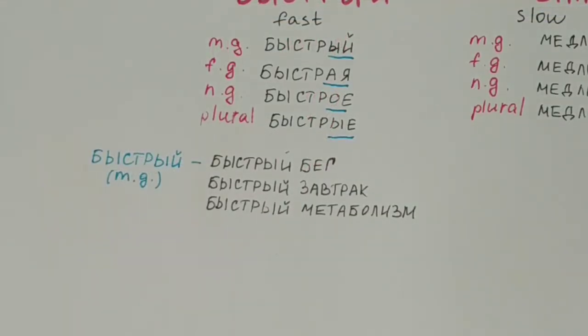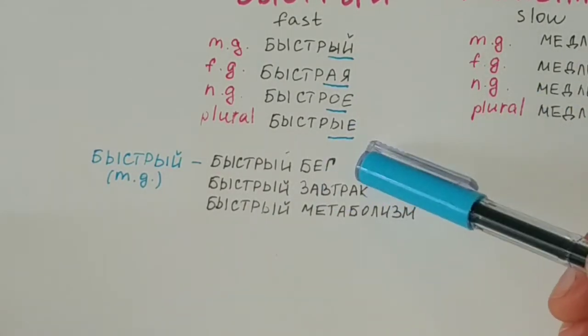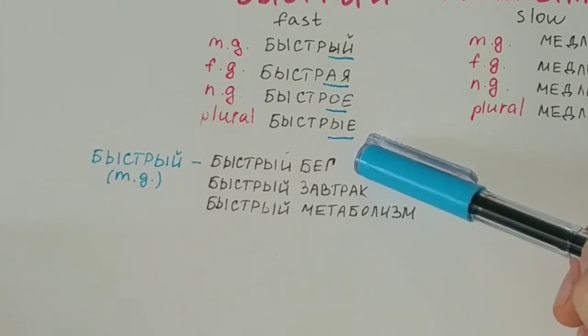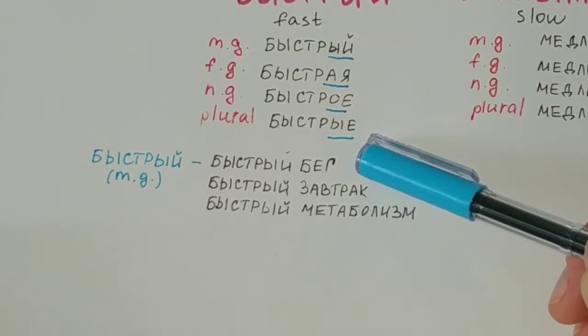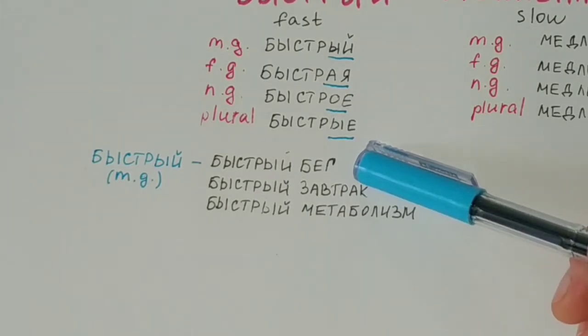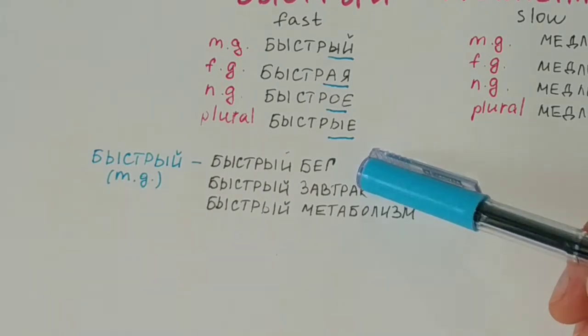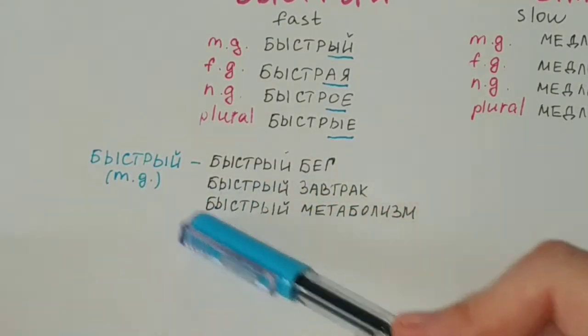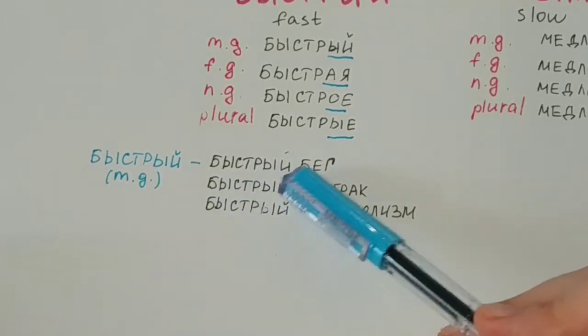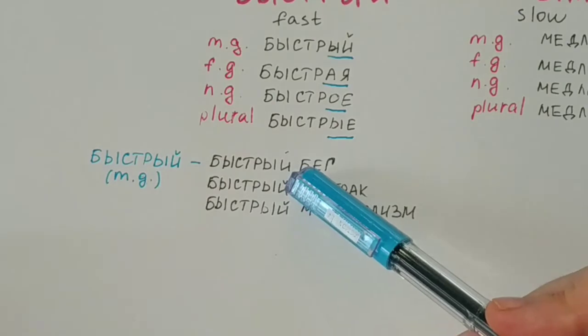So for the masculine gender form of the adjective быстрый, fast, I came up with these simple phrases that are very easy in meaning and also very commonly used. So using this adjective, you can say something like this: быстрый бег. Быстрый бег. What does it mean? Бег means running. It is the noun, and it is a noun of the masculine gender form. So we're using it with the same gender form adjective, which is быстрый. So быстрый бег will be meaning fast or quick running.